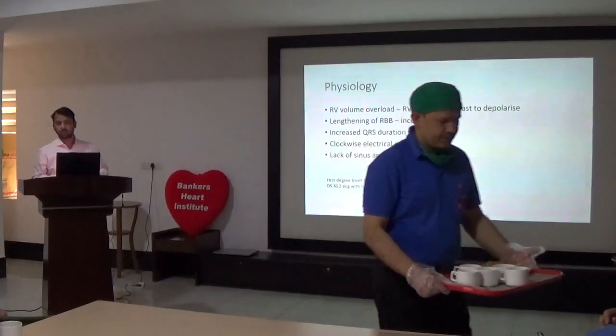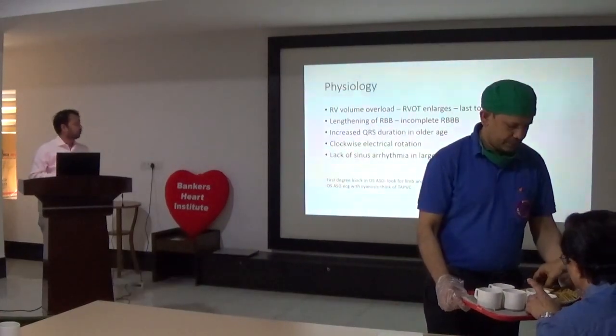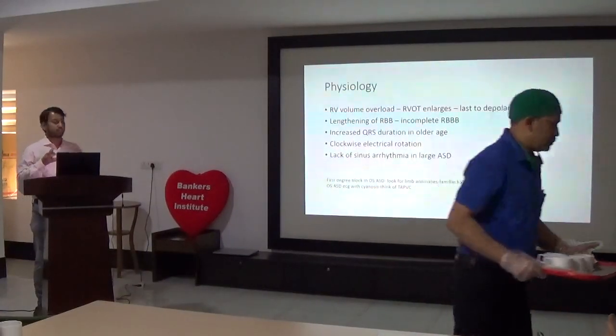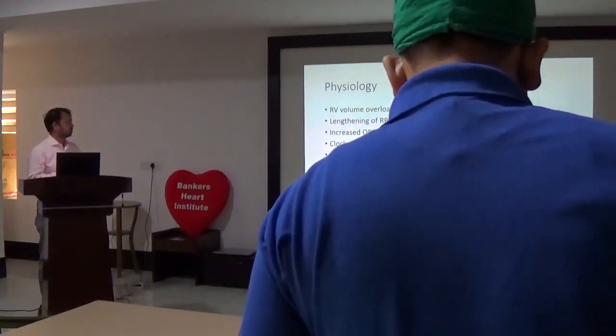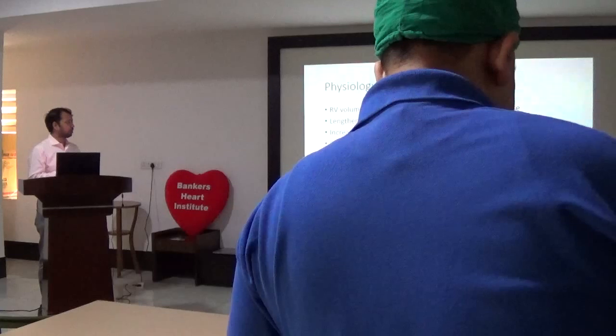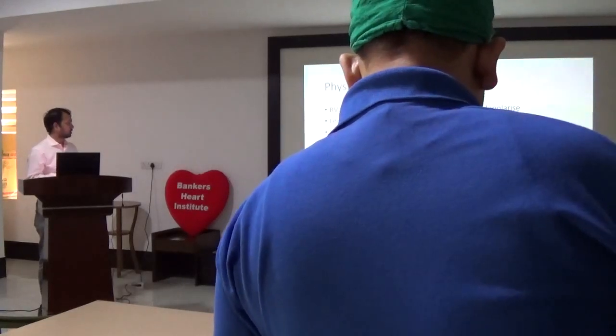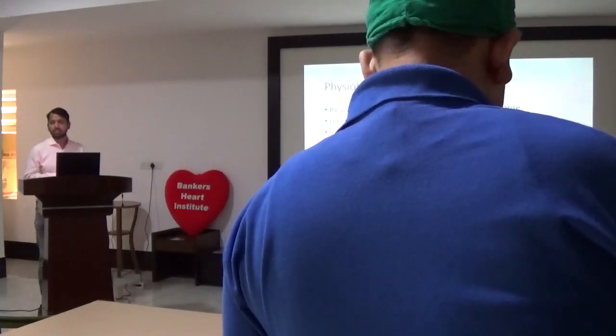So, what is the physiology behind these changes? RV volume overload, that is the RV enlarges, so it is the last to be depolarized. Lengthening of the right bundle branch leads to incomplete right bundle branch block. Increased QRS duration in older age, clockwise electrical rotation, and lack of sinus arrhythmia in large ASD. First degree heart block in ostium secundum ASD, look for limb abnormalities, that is familial ASD. Ostium secundum ASD with cyanosis, think of PAPVC.